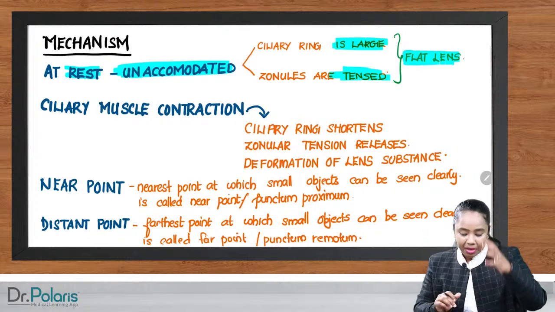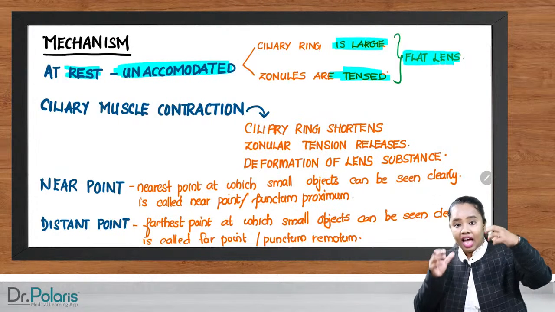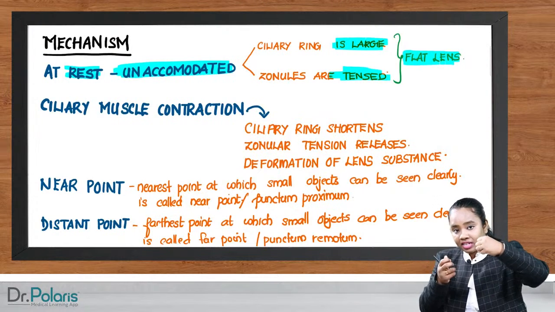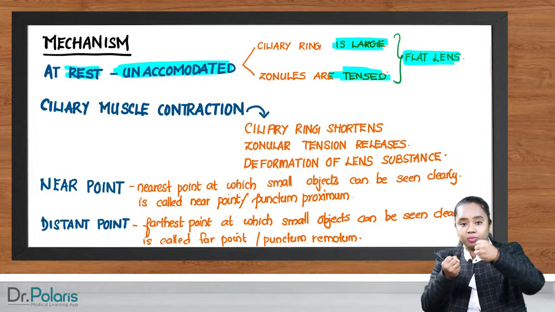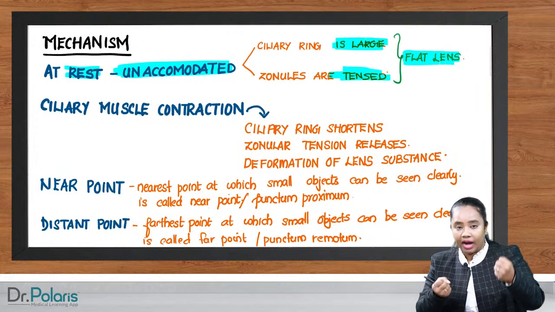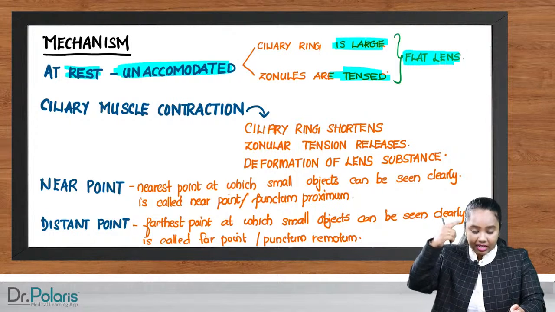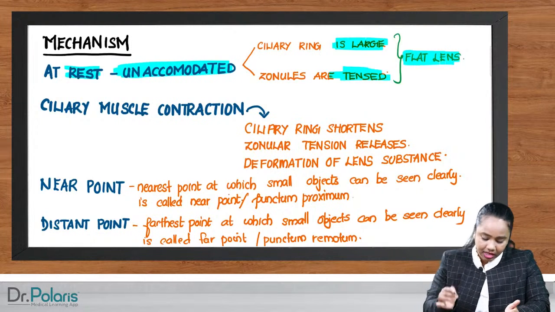So there is a flat lens in the case of unaccommodation. The ciliary ring is large, and the zonules attached on either side are tensed and pulling the lens so hard. So the lens has become flat. The curvature is very much less.